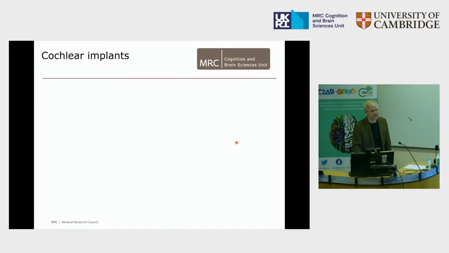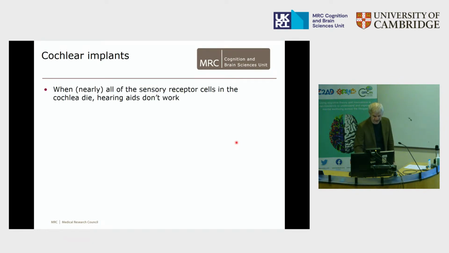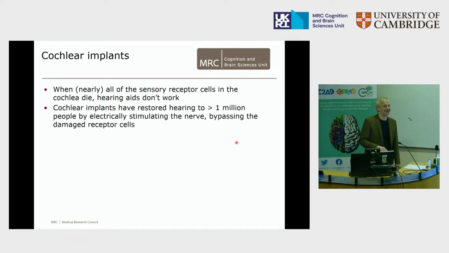Now, if you have, like me, a bit of a hearing loss, some of your receptor cells die, and you might get a hearing aid. I should really have one. I keep meaning to get around to it. Not a very good advert for my own research. But if all of my hair cells died, then I wouldn't be able to hear at all, and that would be quite devastating for me, both socially and professionally. And so, in that case, I would get a cochlear implant.